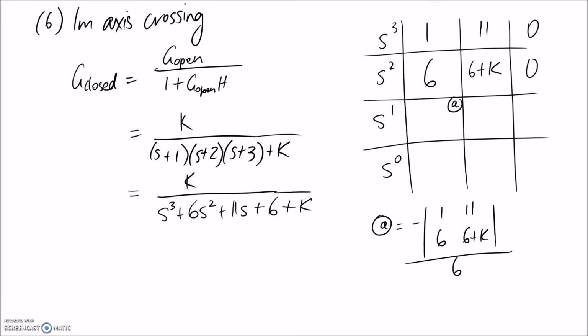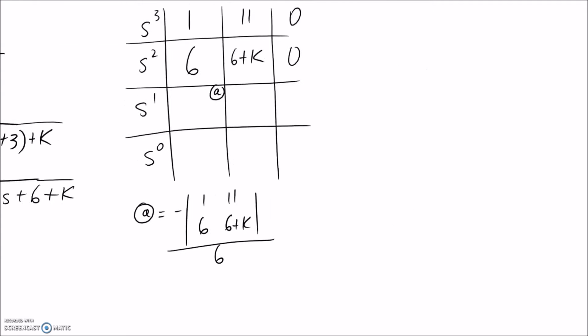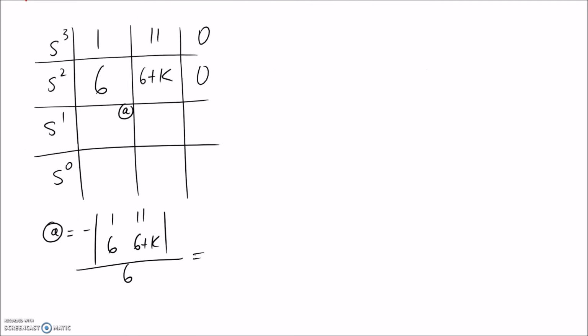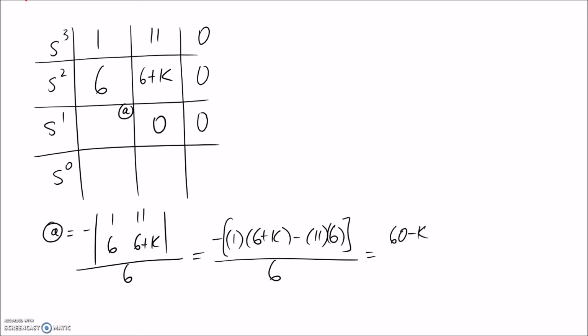So if we expand this out, we're going to get negative of 1 here times 6 plus k, minus these two multiplied together, divided by 6. And if you clean this up a little bit, it comes to 60 minus k, and the bottom line is still minus 6. So we can fill this in.